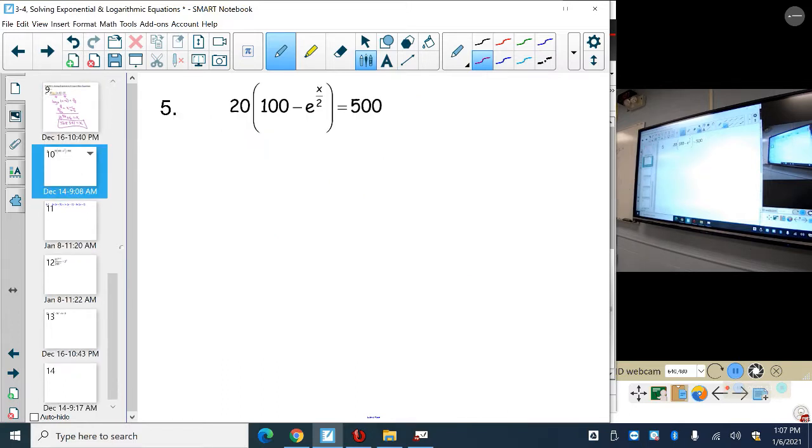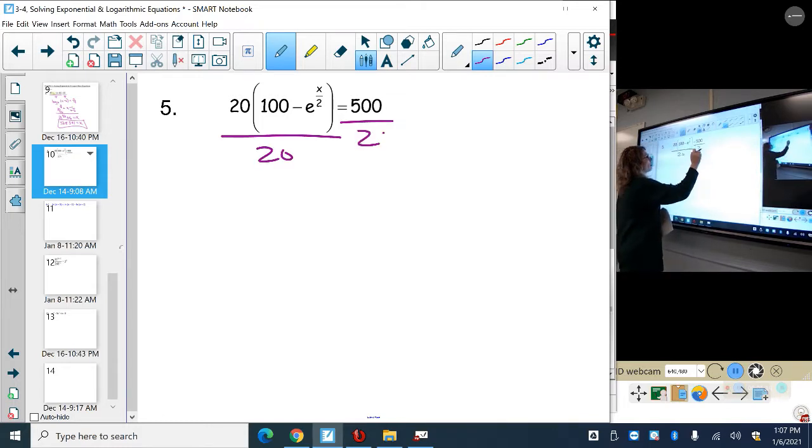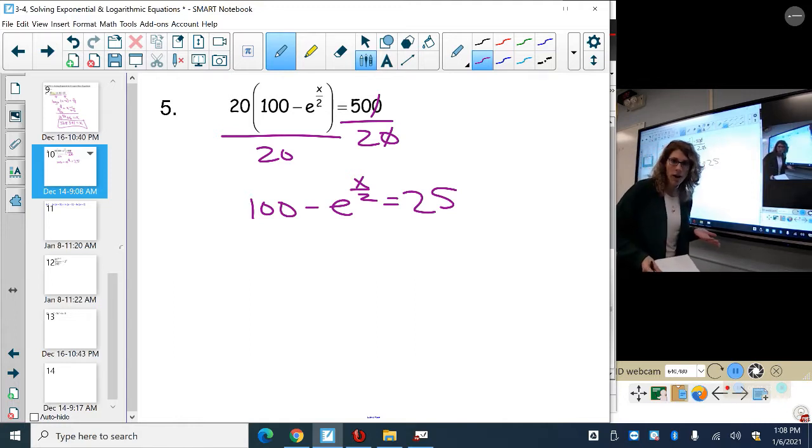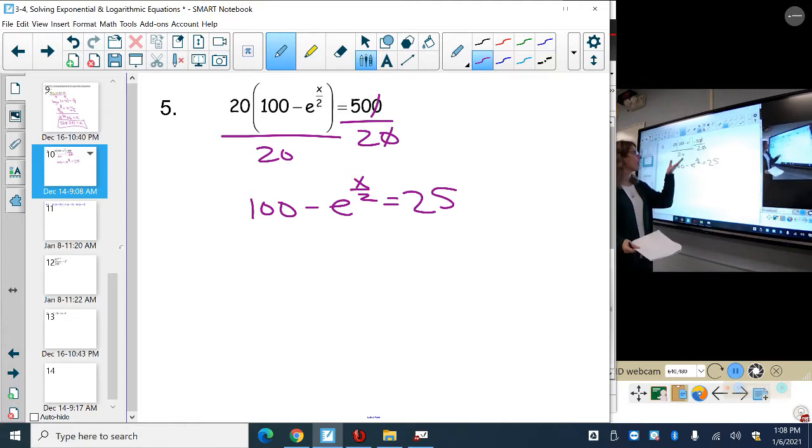Next, number 5. Now, there's a lot going on here. So I'm going to go ahead and take this and divide it by 20. Okay? So I have 100 minus e to the x over 2 is equal to 50 divided by 2. Mark off the zeros. 50 divided by 2 is 25. Isn't that a lot easier than distributing, right? Super easy. I noticed that it ended in 0, so that's why I divided by 20.